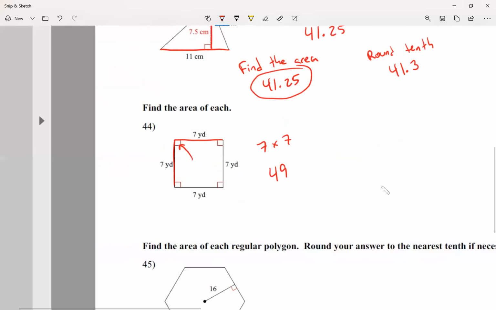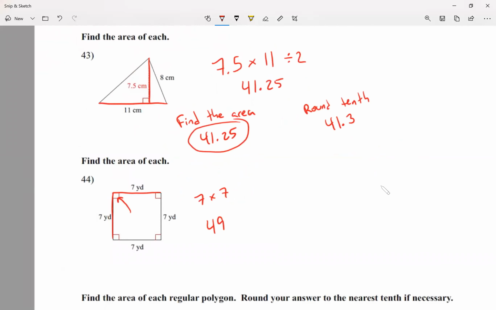Let me emphasize a little. In 43, we multiply the numbers and divide it by 2. In question 44, we just multiply the numbers. For rectangles, we don't divide. For triangles, we do divide. Right? Triangles are half of a rectangle. That's why we divide by 2.